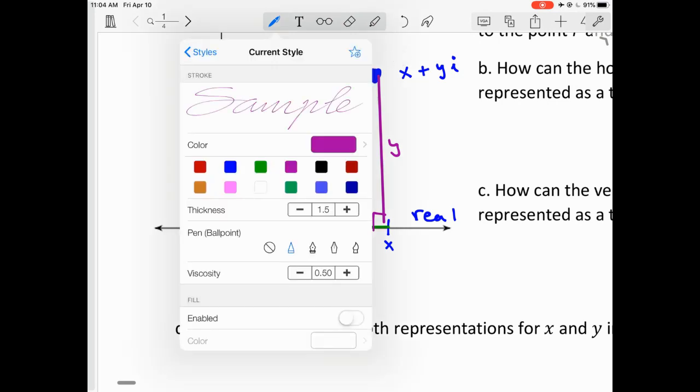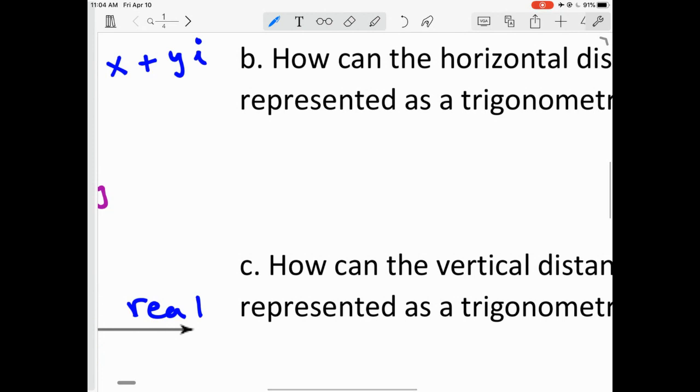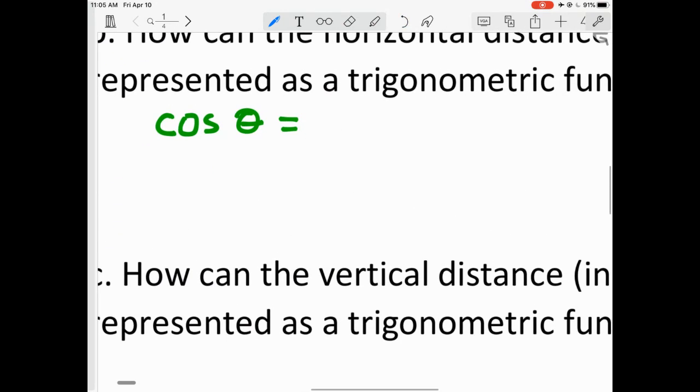And we can use our trig relationships. When we're looking at this angle down here, if we think of theta, that horizontal length x is adjacent to theta. We want it in terms of r as well, so that's our hypotenuse. Our trig relationship there should be cosine, the adjacent divided by the hypotenuse. So we can set up our trig function. Cosine theta is equal to the adjacent side x over the hypotenuse, which is r.